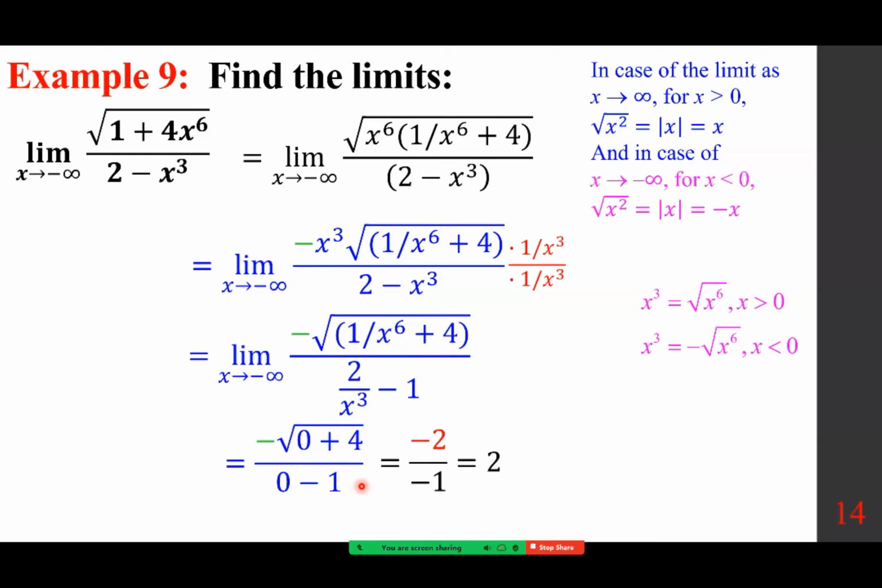Now, the key point here is that x is approaching negative infinity, so you want to be careful when you take it out. Okay. Another approach is to take this inside, but to take it inside, you have to be very careful in the same manner. It creates a negative sign. But it's easier just to take it out just like this.